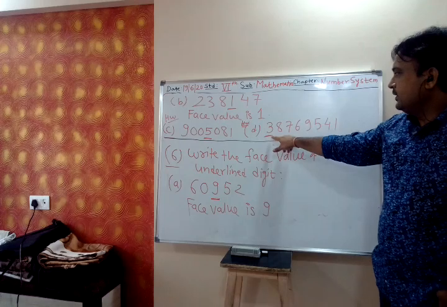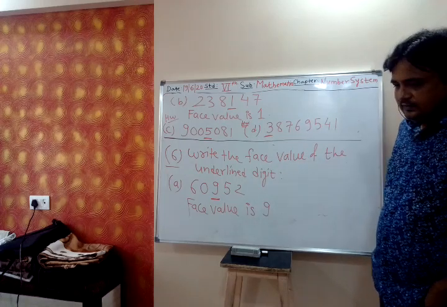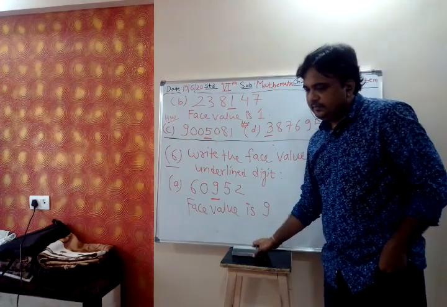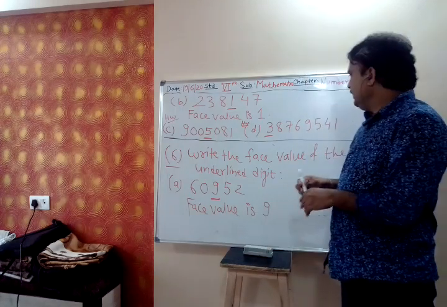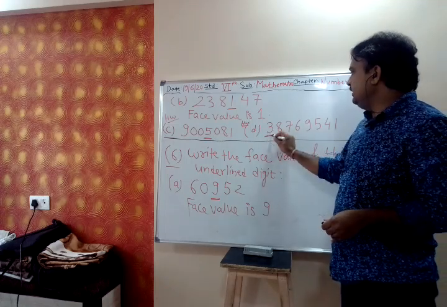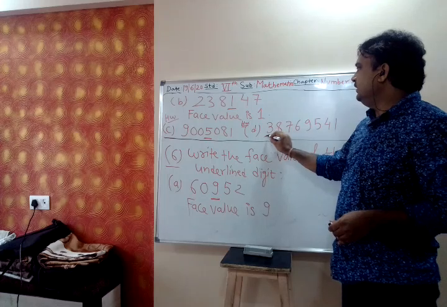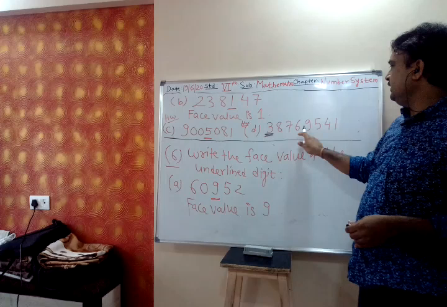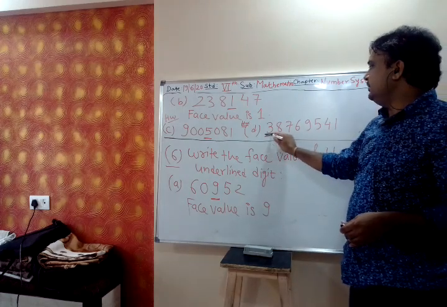D is also homework. Dash is there in 3, below 3. 3, 8, 7, 6, 9, 5, 4, 1. Dash is there below 3.